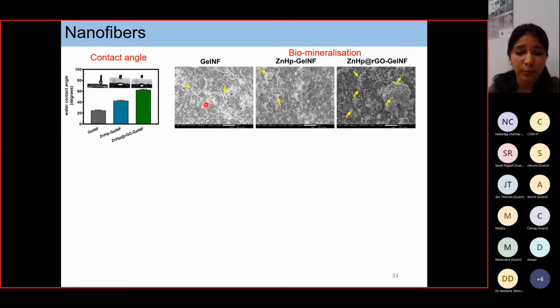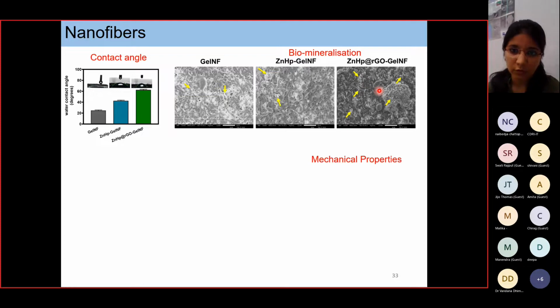Our next study was done in simulated body fluid, in which we wanted to check how our nanofibers would behave. After 28 days, we saw that there was good biomineralization taking place on the surface of these nanofibers, as more calcium nucleation was taking place, and this aided in the calcium mineralization.